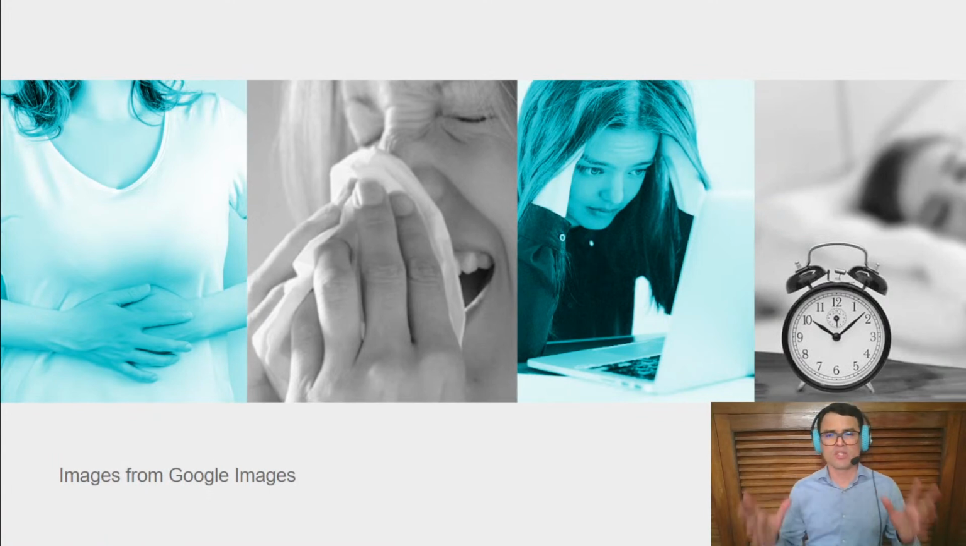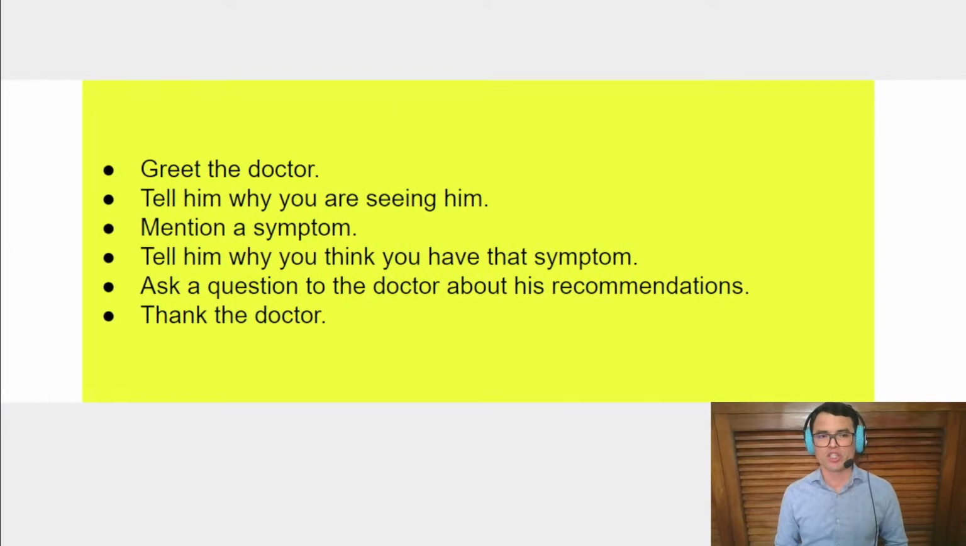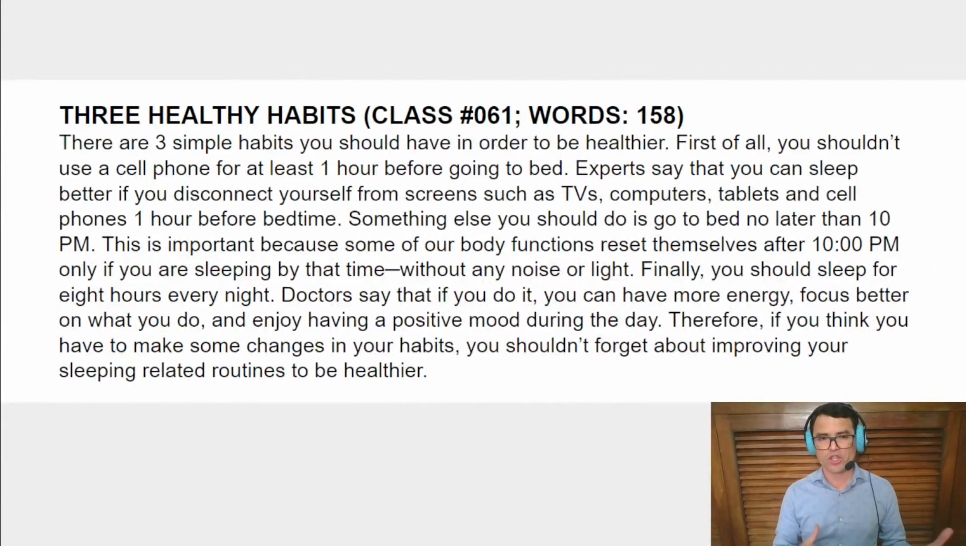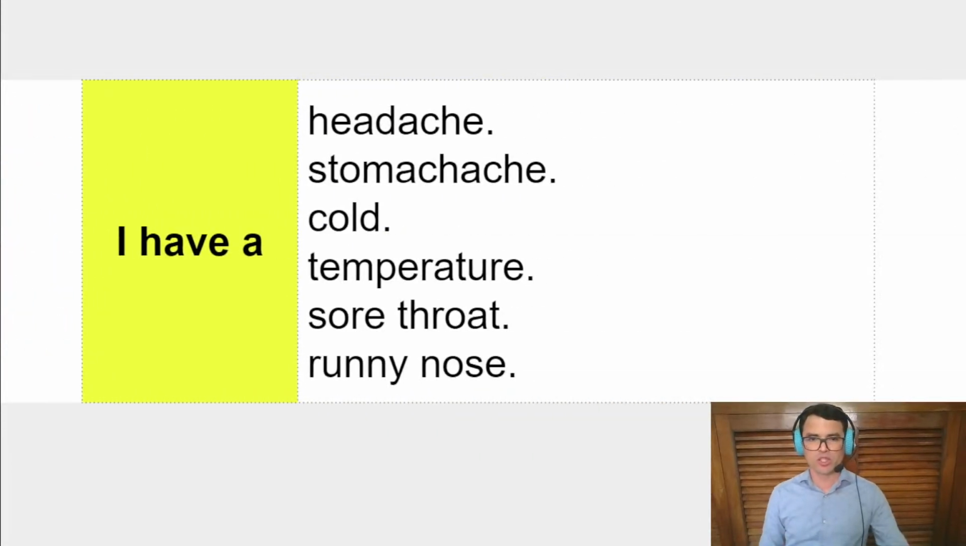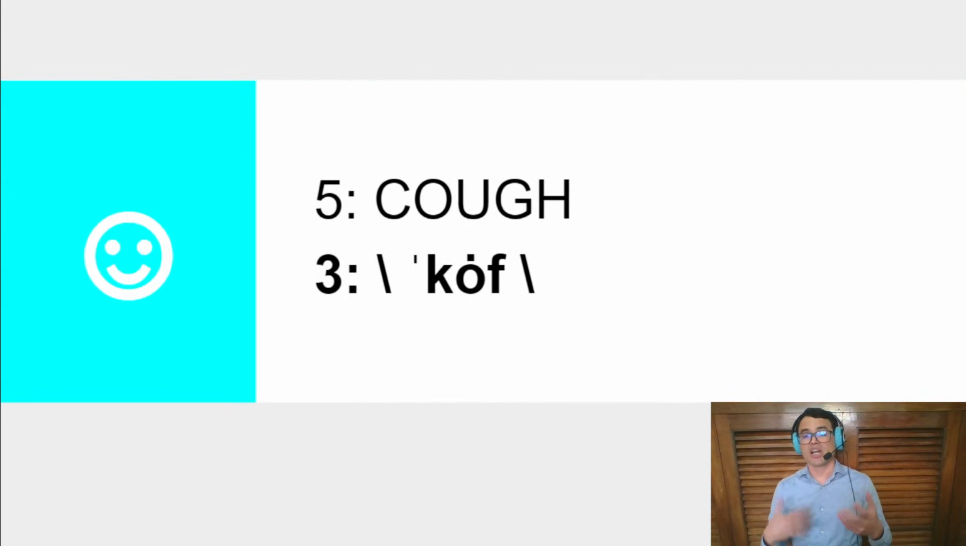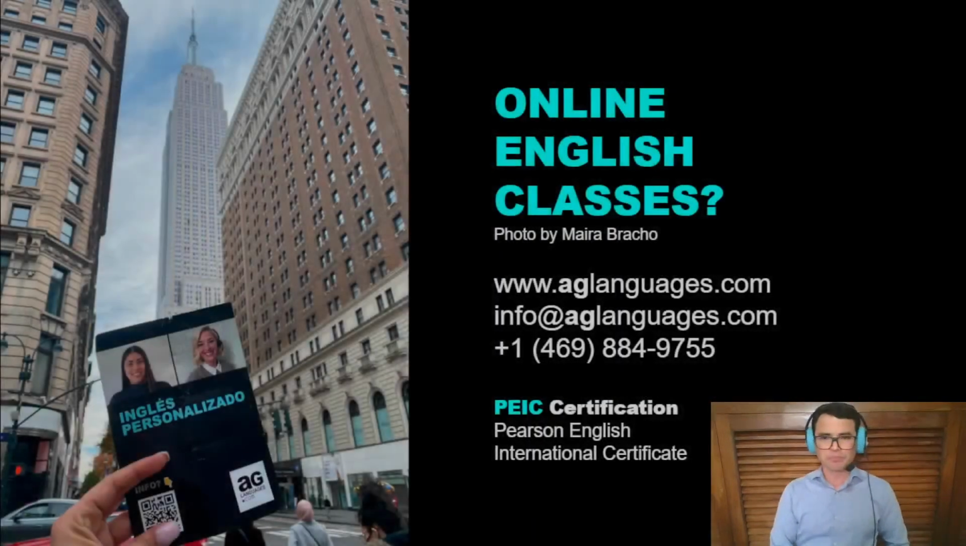And then we have this set of four pictures. We will use them during the class to describe them in order to practice test taking strategies for international exams. The same with this card. We will create a conversation using the card. Then also we're going to write a paragraph with 158 words about 3 healthy habits that you have. We will review vocabulary and practice pronunciation using phonetic symbols.